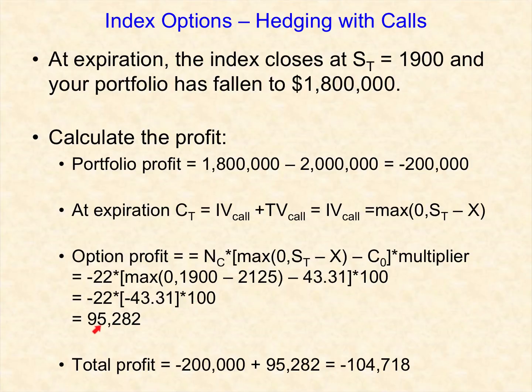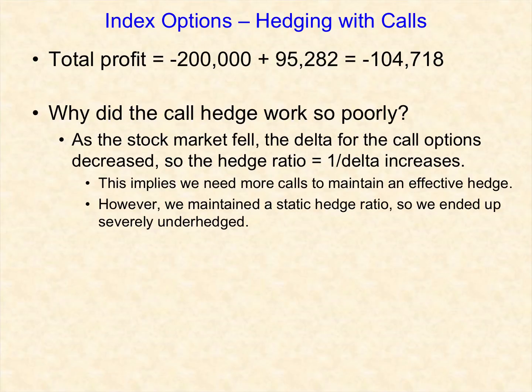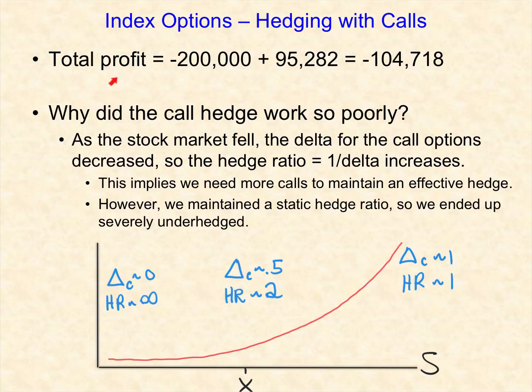This gives us a profit of 95,282 on the index options, and we can calculate our total profit as the loss on our stock portfolio, 200,000, plus the gain on the index options, 95,282, and that gives us a net loss of $104,718. The hedge worked a little bit. It's better than losing 200,000, which would be our unhedged profit, but still we had a substantial loss. So our total profit was about minus 104,000.